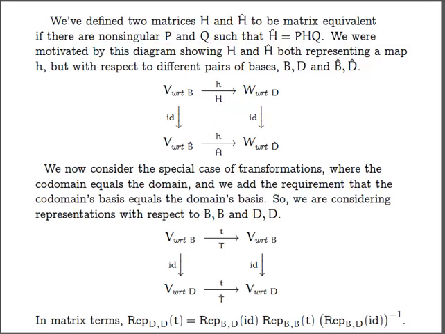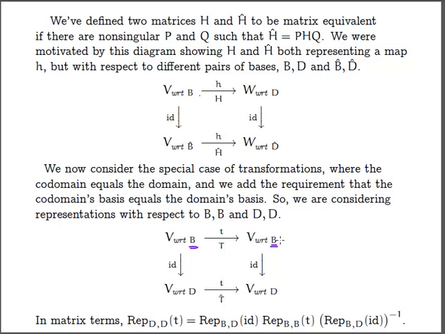Now let's consider a special case where the vector space V in the domain is the same as the vector space W in the range. So instead of having V and W here, we have V and V. And also, we consider the case where the range basis is equal to the domain basis. So you can see that the difference between this diagram and this diagram, first of all, the W's have become V's. And second of all, the basis on this side is equal to the basis on this side.